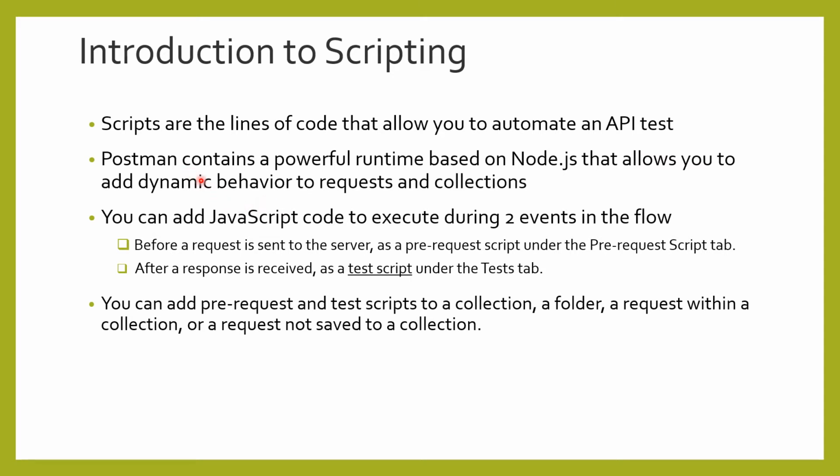Postman contains a powerful Node.js-based runtime that allows you to add dynamic behavior to requests and collections. And how do you add this dynamic behavior? It's with the help of scripts. Postman supports JavaScript, as it is based on Node.js, and you can add this JavaScript in two places. You can add it before you send the request to the server or endpoint. This is nothing but the pre-request script, which you can add under the pre-request script tab. When we go to the Postman application, we will see how we can add this pre-request script.